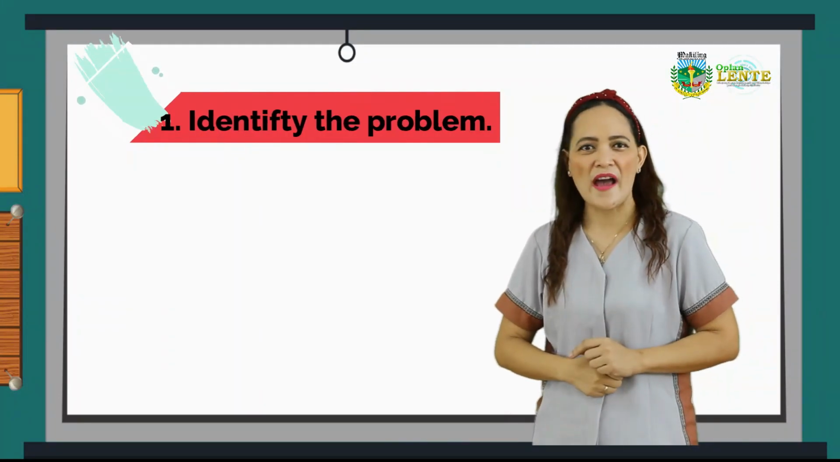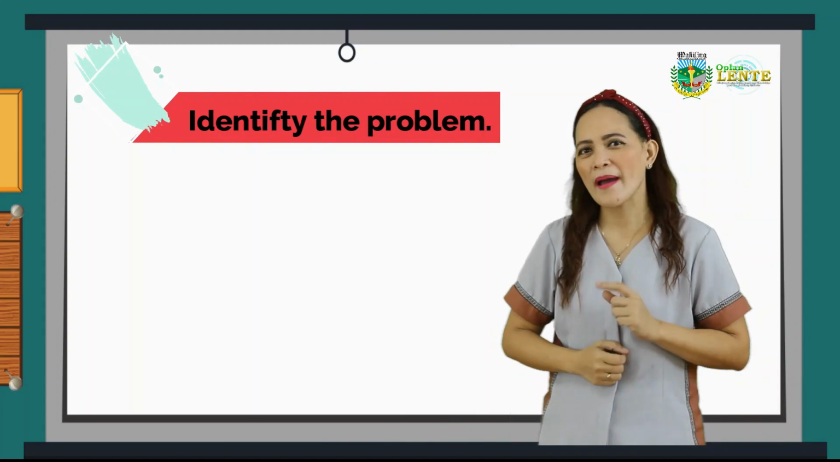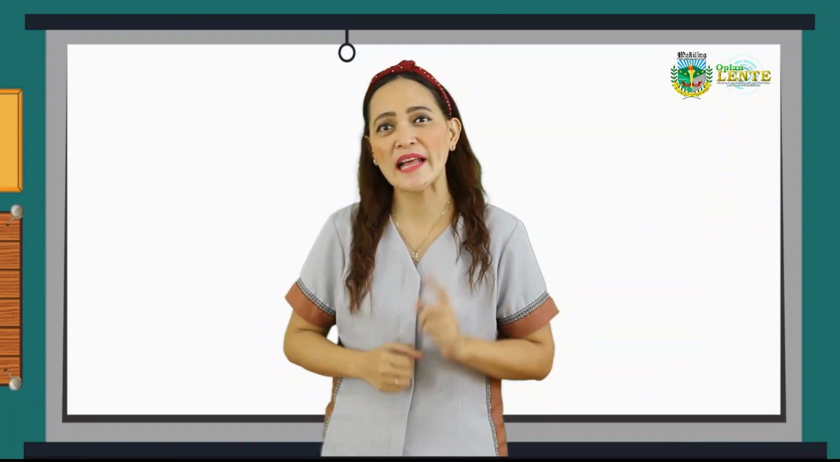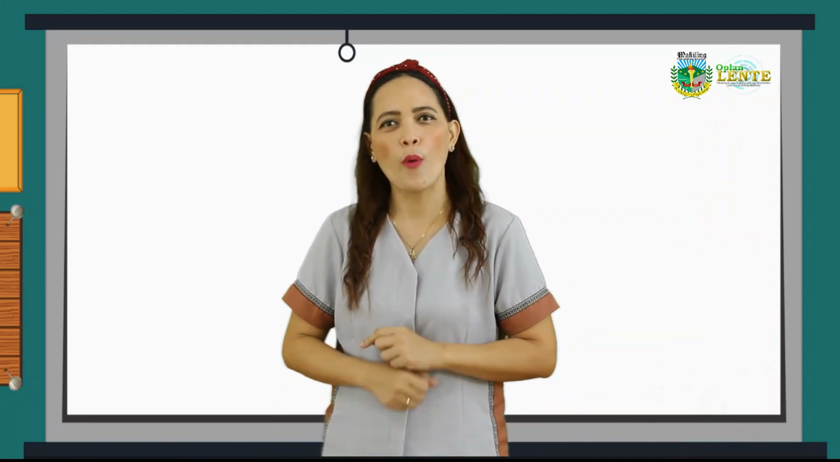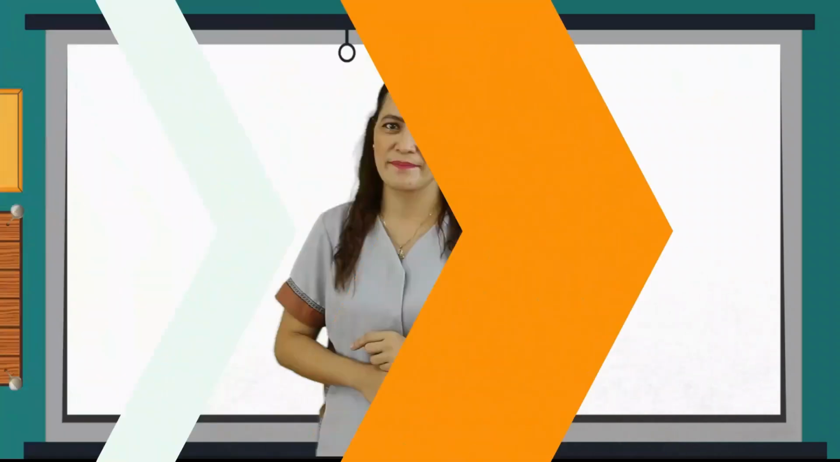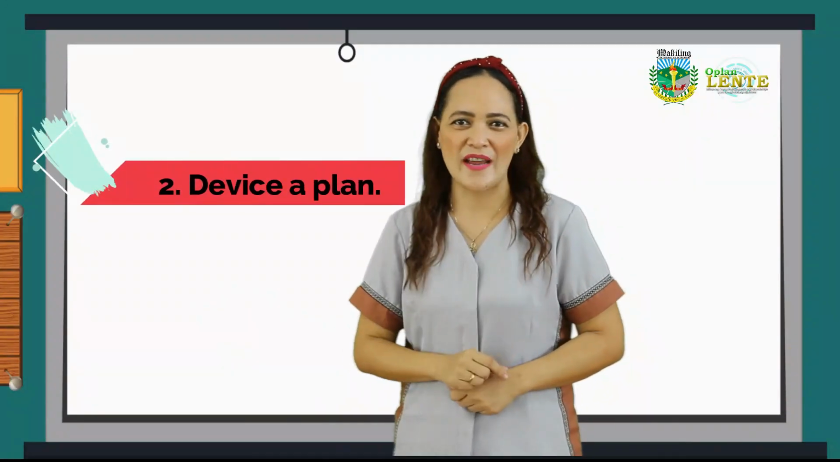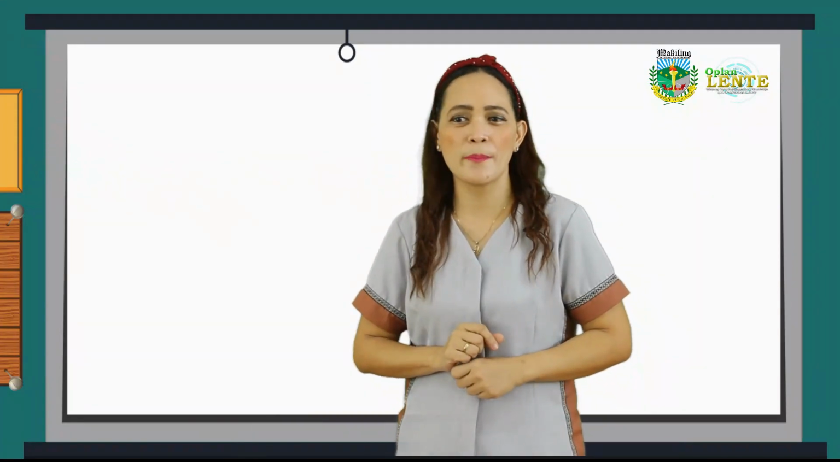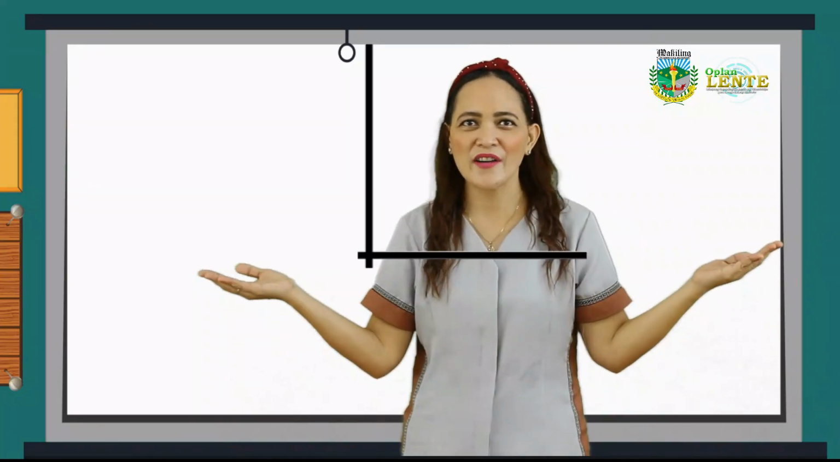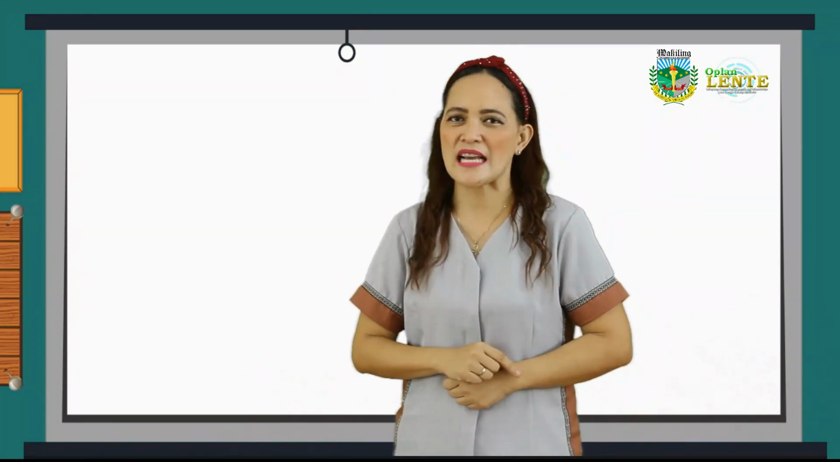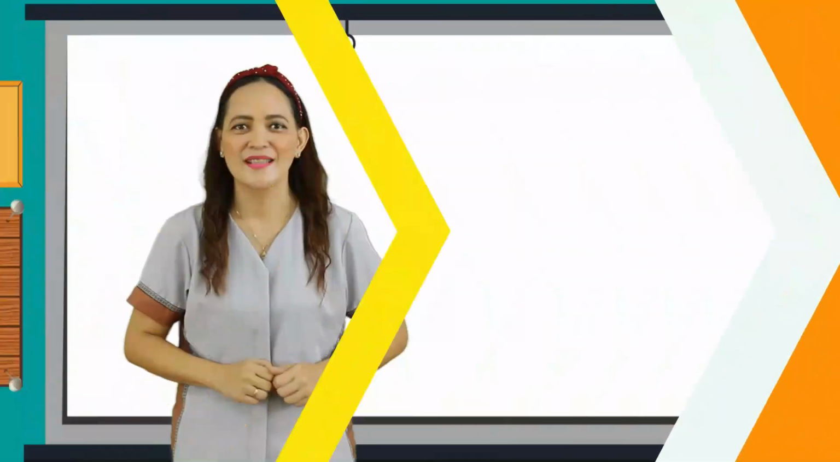You can identify what is being asked by reading the problem carefully, and determine what are the given that will help us to decide what we should do to solve it. Second, devise a plan. Find a strategy on how to solve the problem. Draw a diagram if possible. Make an equation that will satisfy your plan.